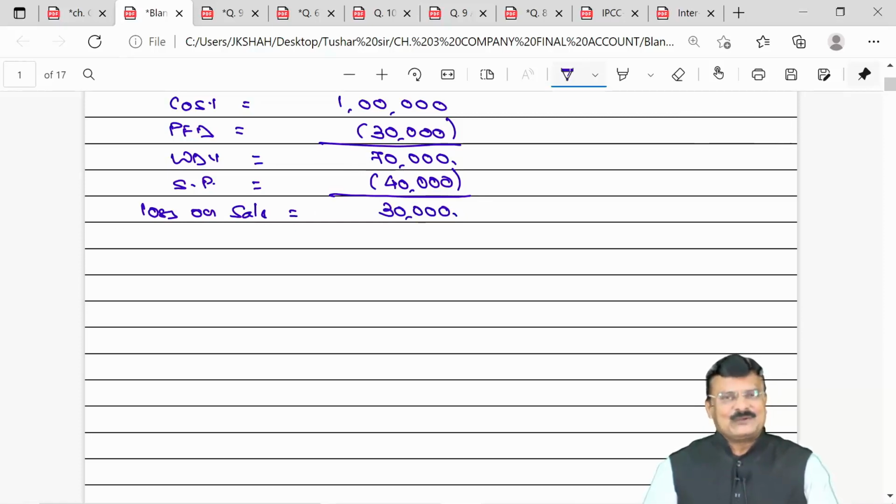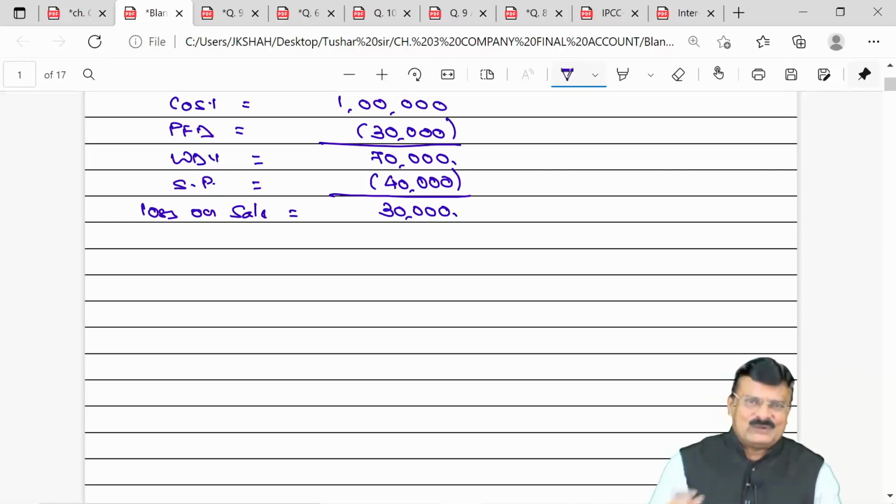Right? That loss on sale will be an exceptional item in your statement of P&L. A separate note will be prepared: loss on sale of machinery. It will be negative, of course. Loss will be deducted from your P&L statement.